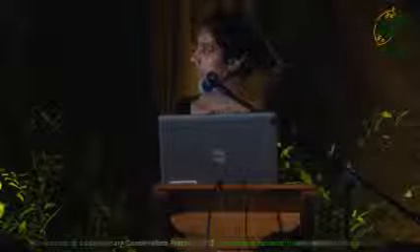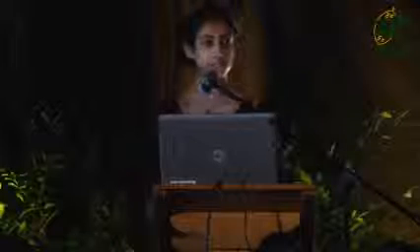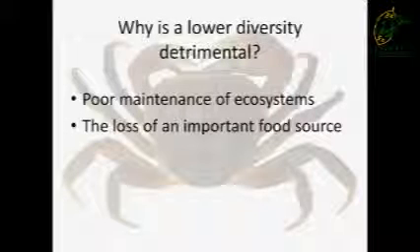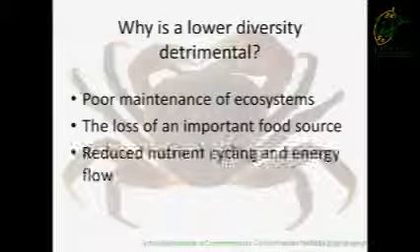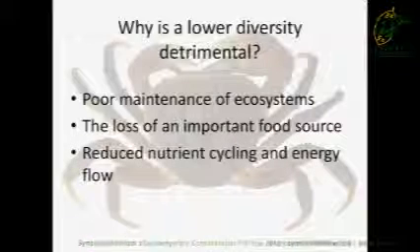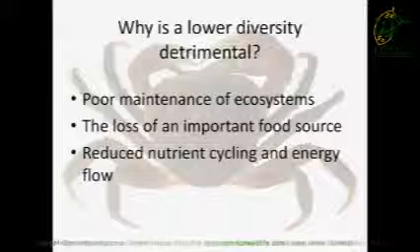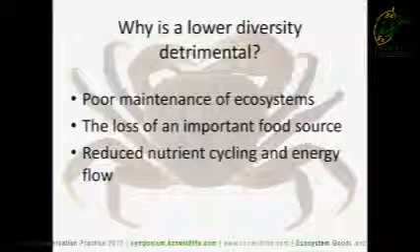So why is a lower diversity detrimental? Well, diversity has been linked to ecosystem stability and productivity. So with a low diversity, you have poor maintenance of ecosystems. You have less nutrient recycling, less energy flow, less functional roles being filled as well. Of course, you've got the loss of an important food source. As you've seen, many species actually rely on these brachyurans as a food source. And then, reduced nutrient cycling and energy flow.